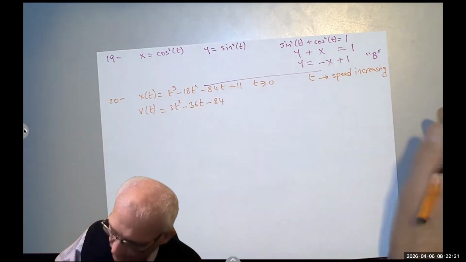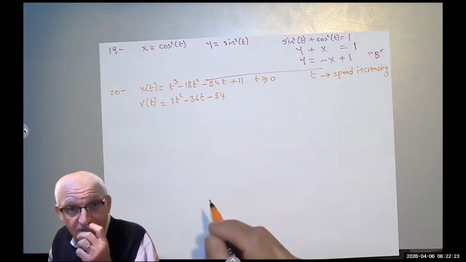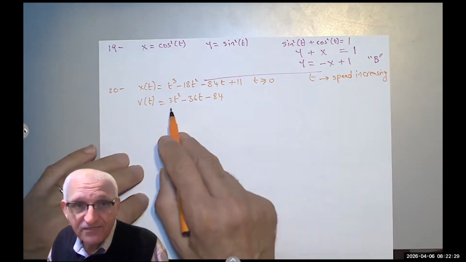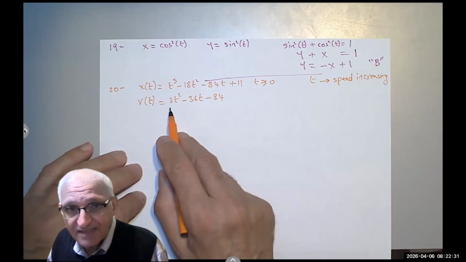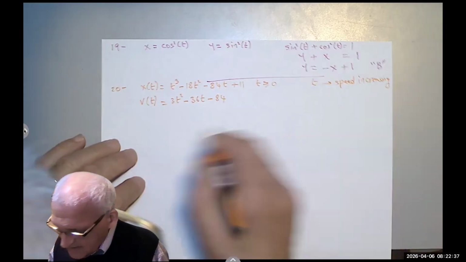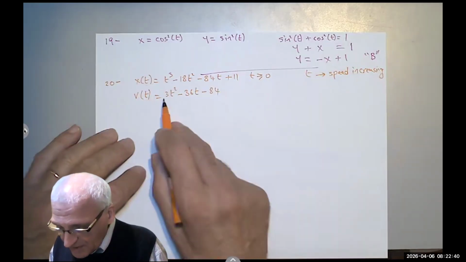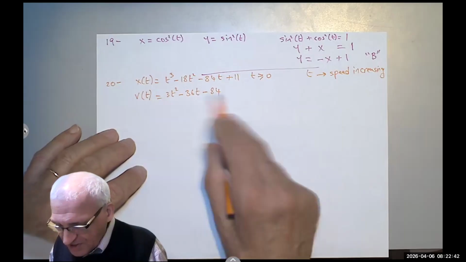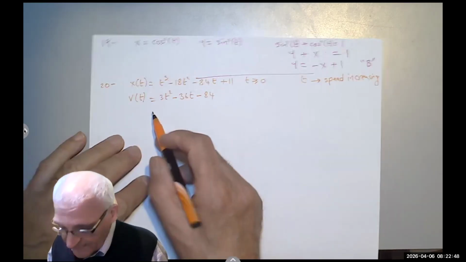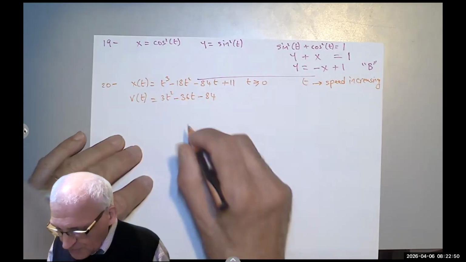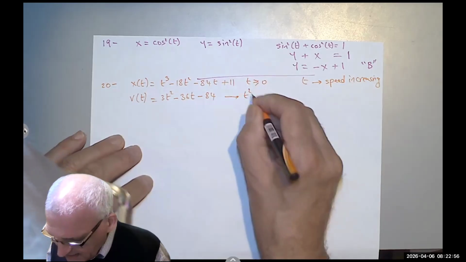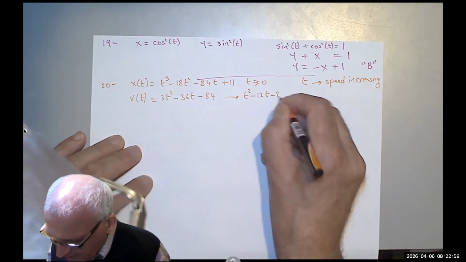And if I want to see when the speed is increasing, I will have to take the derivative of the velocity with respect to time to get the acceleration, and then equate it to 0. And we'll see if it's increasing or decreasing. First of all, notice, if I want to plot it, that all of the terms are divisible by 3. So I can say this is like t squared minus 12t minus 28.